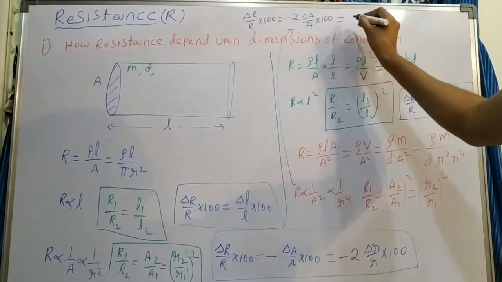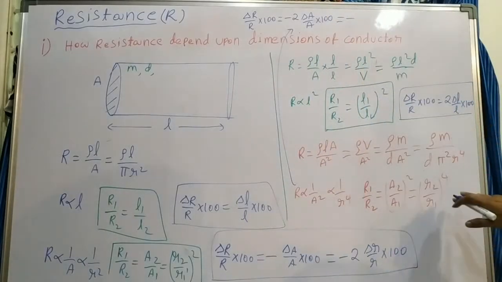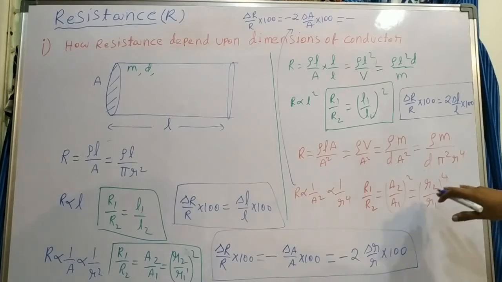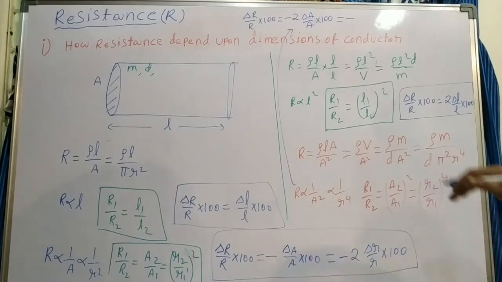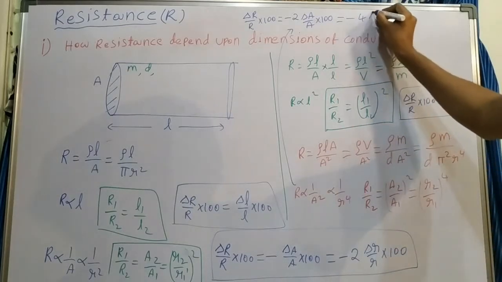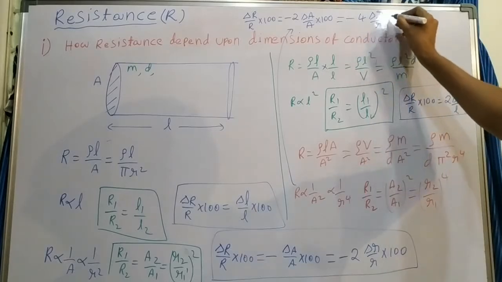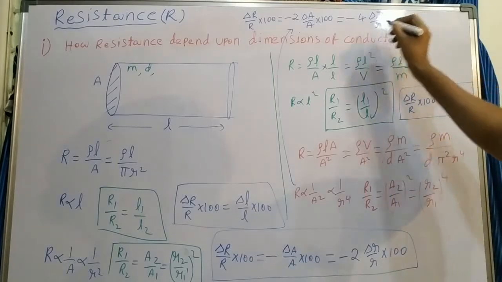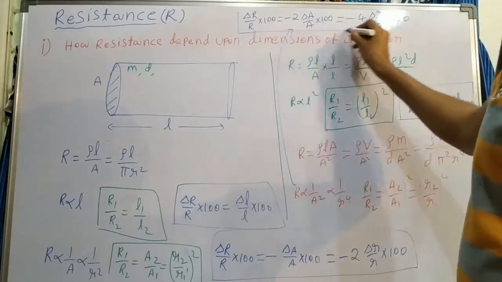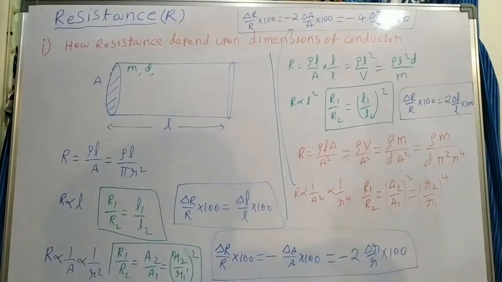Otherwise, if you want to write in terms of radius of cross section, R is also inversely proportional, but to the fourth power. So 4 into delta R by R into 100 we get. Like this we get the relation.